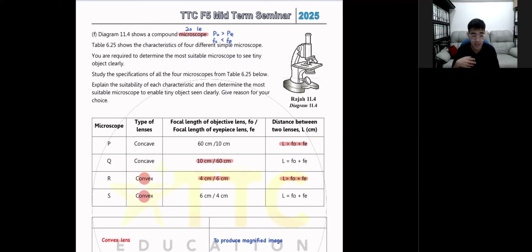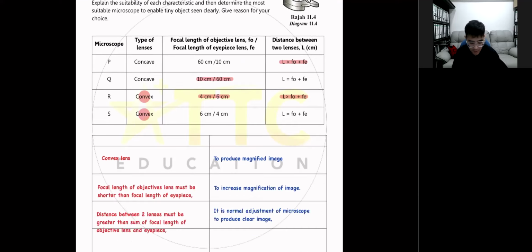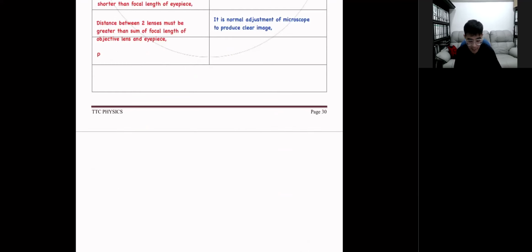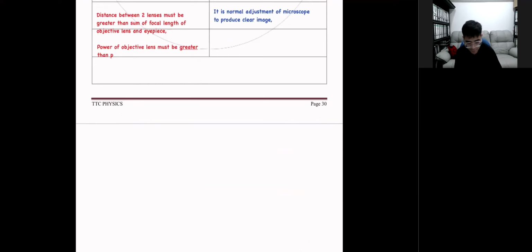So if you want to write the 4th point, you can also write the power. Remember just now you wrote the focal length. The focal length of the objective lens must be smaller than the focal length of the eyepiece, right? So in this case, you can write another one, the power. Remember just now I said, if you count the letter O in microscope, there are 2 letter O and 1 letter E. That means the power of the objective lens must be greater, that means larger, than the power of the eyepiece.